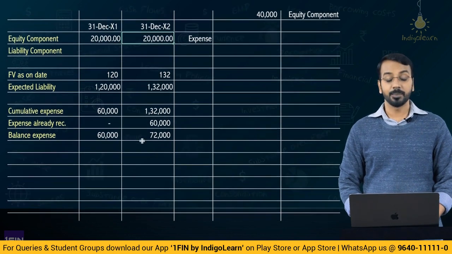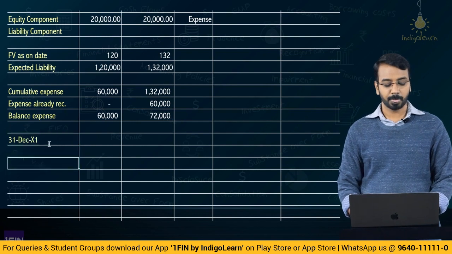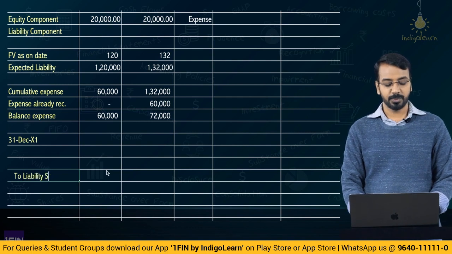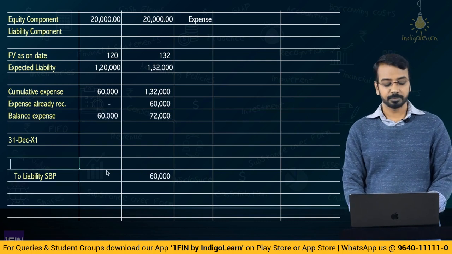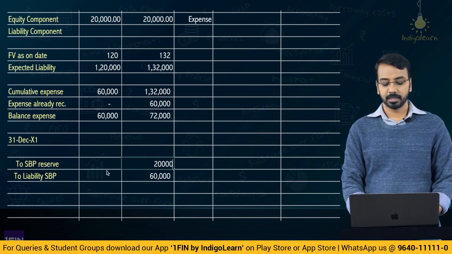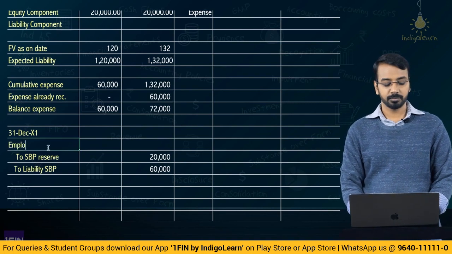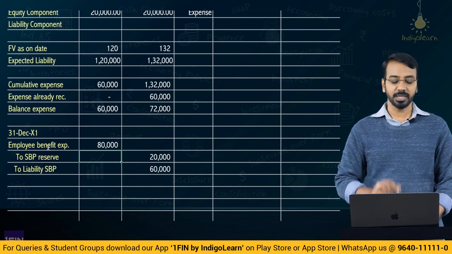So, based on this, let us pass the journal entries. On 31st of December of year 1, how much is the liability? SBP liability is 60,000. And what is the equity component? SBP reserve under equity, it is 20,000. Where do we get this 20,000 from? This part, right? So the employee benefit expense debit will be 80,000. 60 plus 20, 80,000.